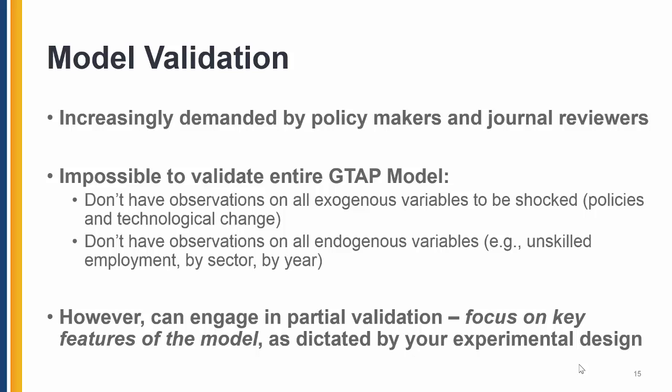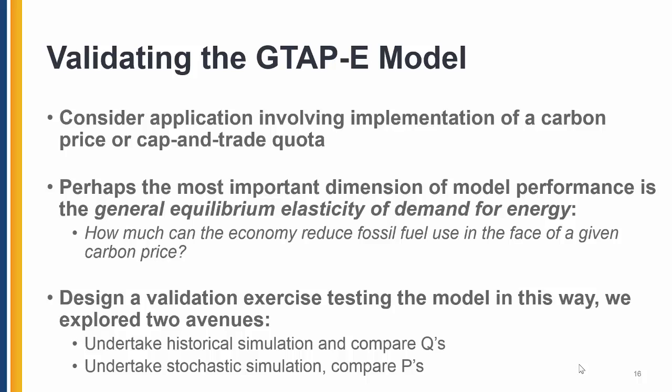And as a result, for validation you need to be a little more creative than, say, the folks doing the standard econometrics. Here you need to think about what are the critical elements for the problem that you're addressing. I'll focus on an example here in the energy area, but this could be applied in other areas as well. The one I have in mind has to do with the GTAP-E model, GTAP energy.